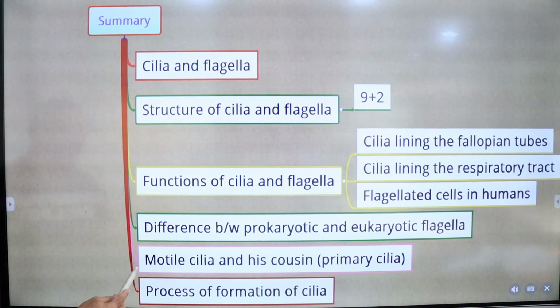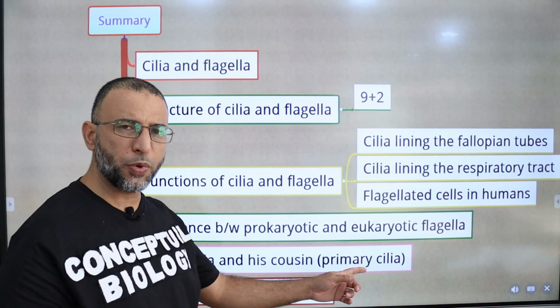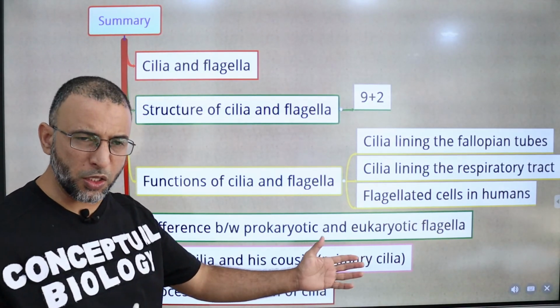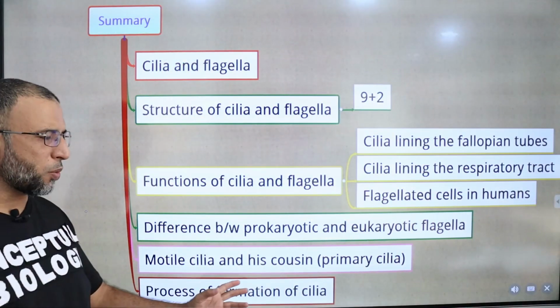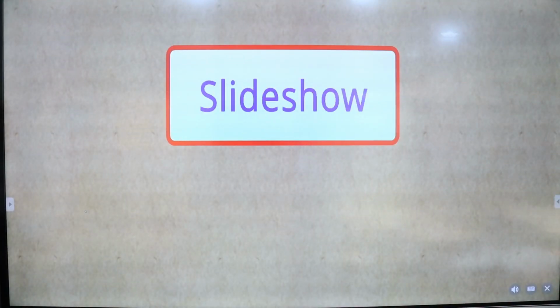cytoskeleton. Now motile cilia and their cousin, non-motile cilia, are known as primary cilia, and primary cilia help to maintain healthy tissue. Process of formation of cilia. Centrioles multiply and line up beneath the plasma membrane, and microtubules sprout from each centriole, forming the ciliary projections. Let's watch this slideshow to review the structure of cilia and flagella.